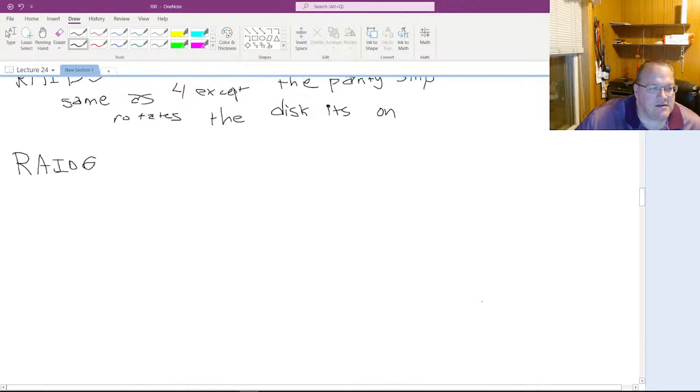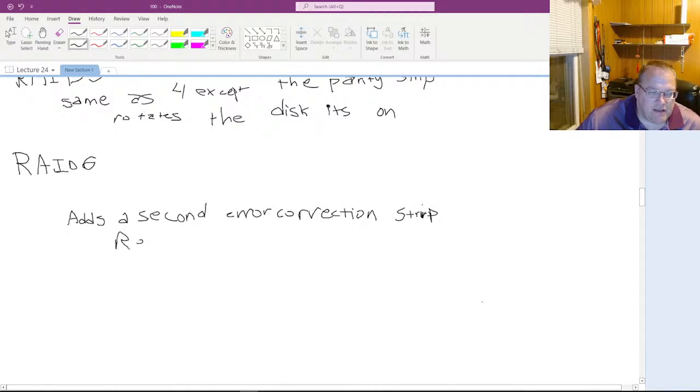Alright, so what this does is this adds a second error correction strip. Except in this case it uses Reed-Solomon.